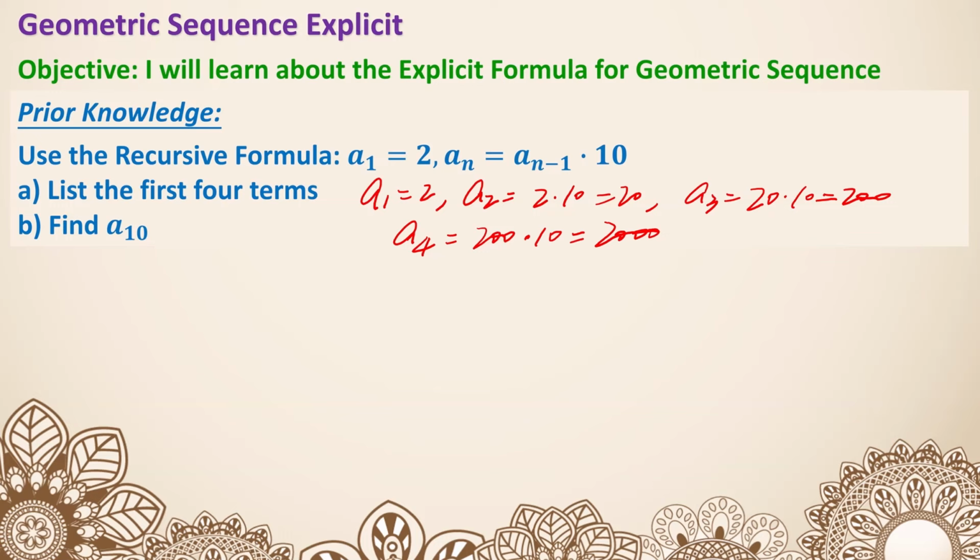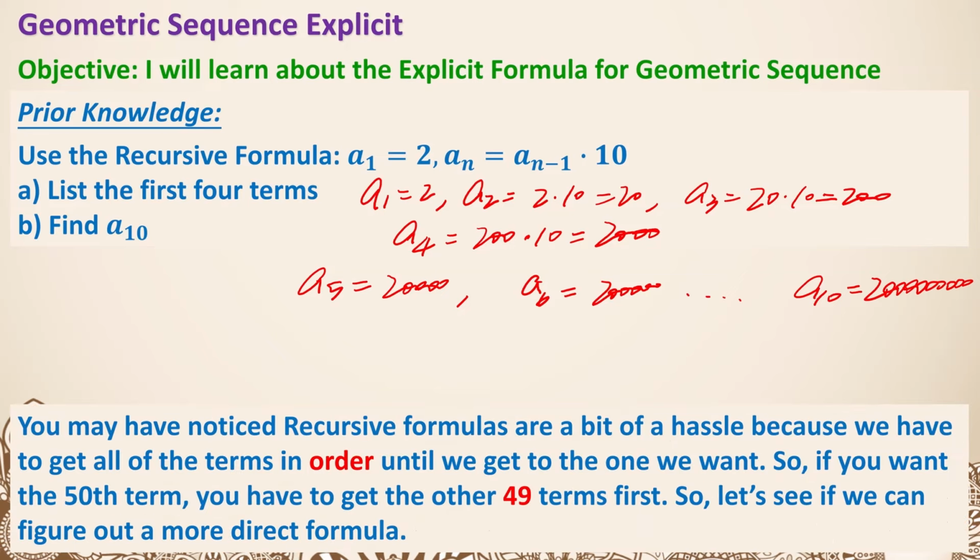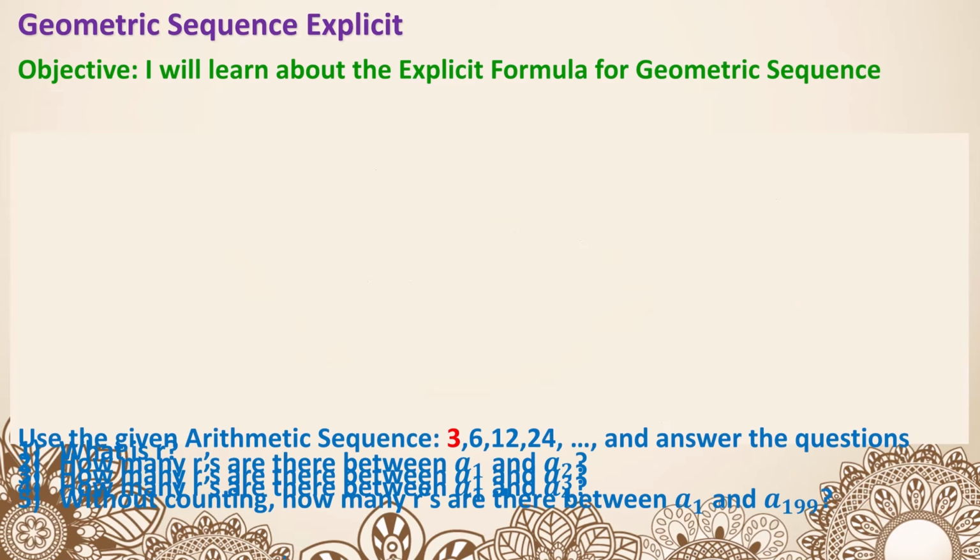And if you follow the same pattern, we can keep going. A sub 5 should be 20,000. A sub 6 should be 200,000. And when you actually get to a sub 10, it should be 2 with 9 zeros. And that would be 2 billion. Okay, so just like when we learned about arithmetic sequence, you might have noticed the recursive formula is also tedious for geometric sequence. So in order to find the fiftieth term, you need to multiply by the ratio 49 times to actually find the previous 49 terms. So we need a more direct formula.